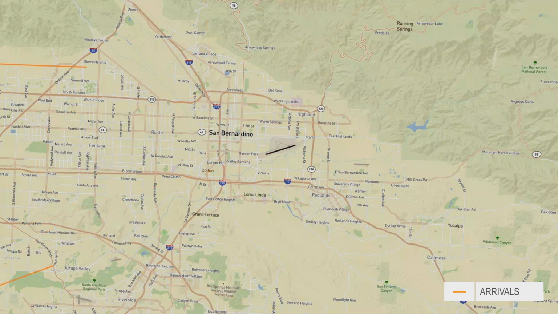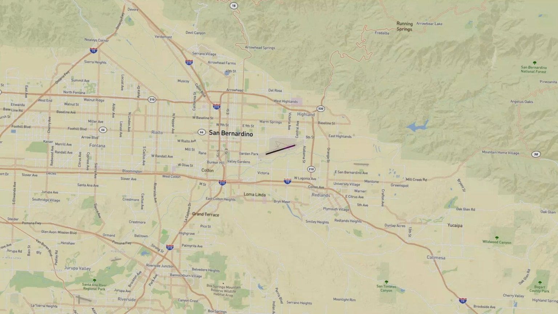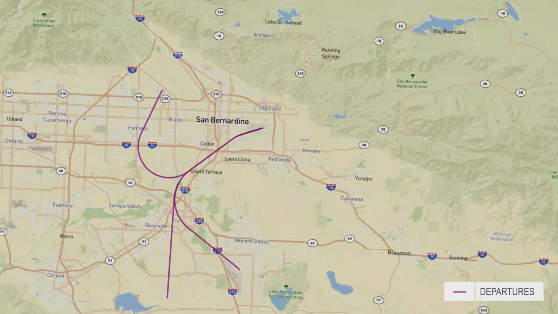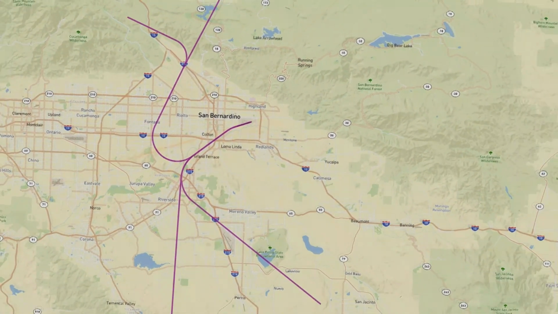Wind direction, speed, and other operational factors determine which runway is used at any given time. In general, aircraft land and take off into the wind. When aircraft depart from SBD, an initial heading is used. Then planes fan out to various departure routes.